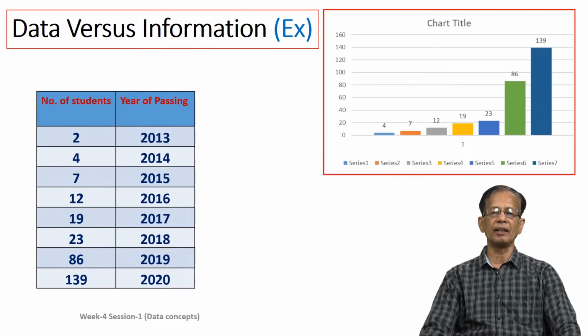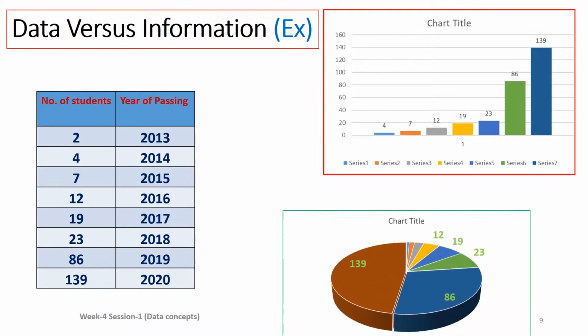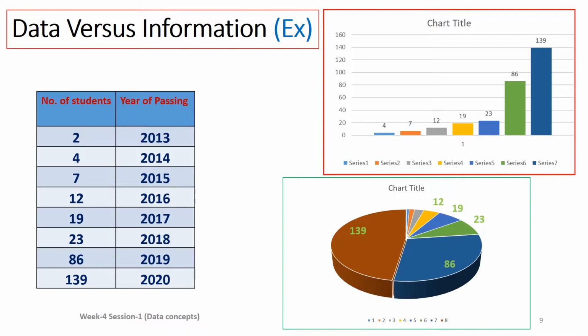This one we can call information. Further, if you put it graphically, maybe as a pie chart or a bar diagram, that is more handy, more informative, and more useful.